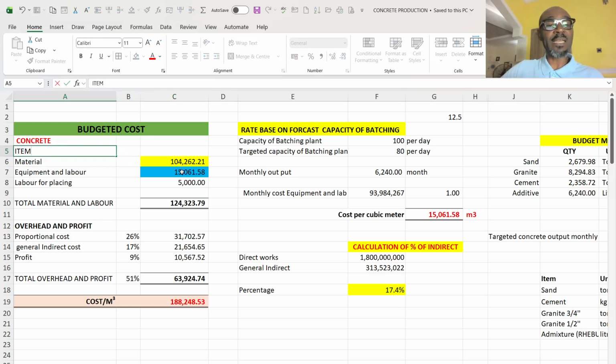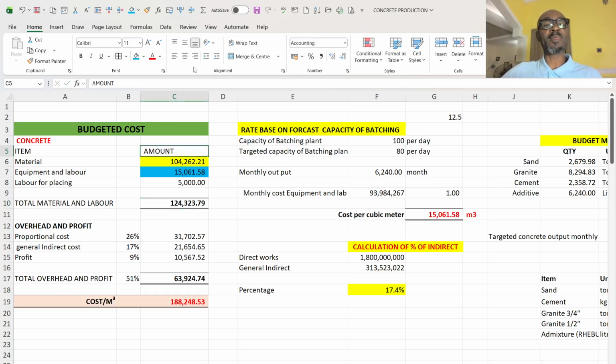We have an item here. This is the amount. We have the total amount for material, which is 104,262 naira 21 kobo, and this material is a composition of cement, sand, and aggregate, since we are dealing with concrete. I will take us to where the breakdown is and how we came about the 104,000.